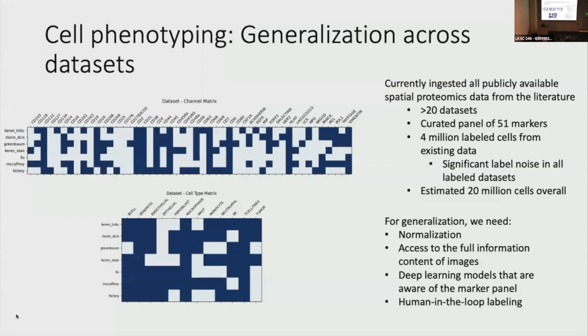What these figures show is that the markers that are present just vary across every data set. There are some that are shared, and some that are different, and this is the challenge that has to be faced if you want a method that's going to work across all these different data sets.